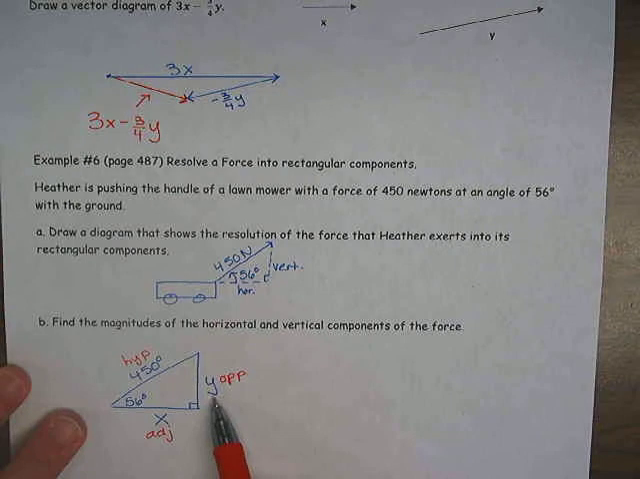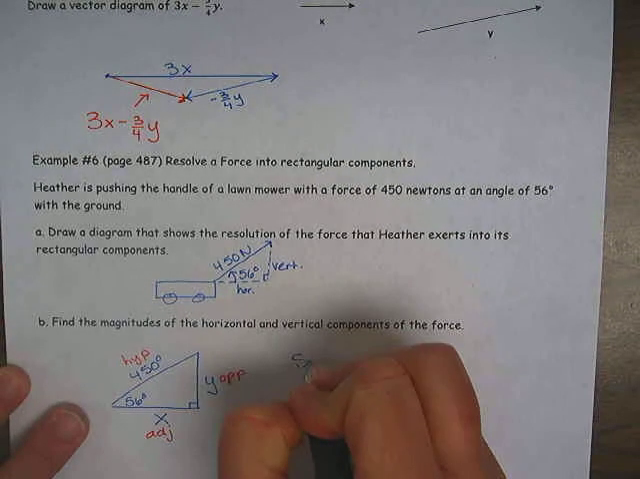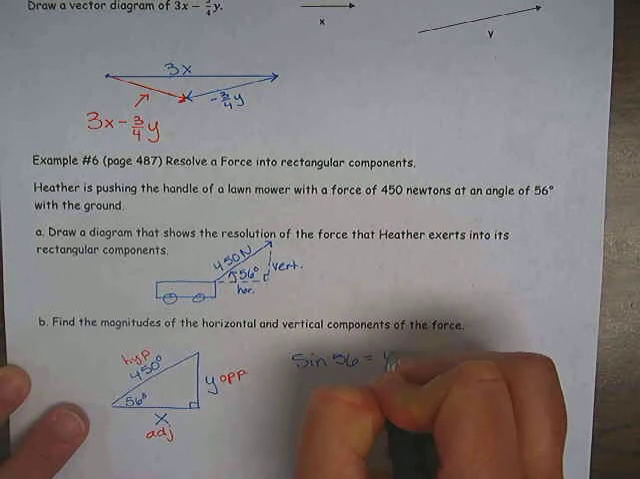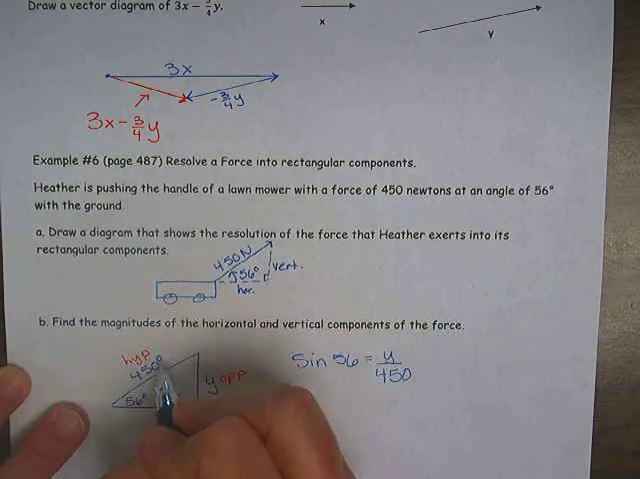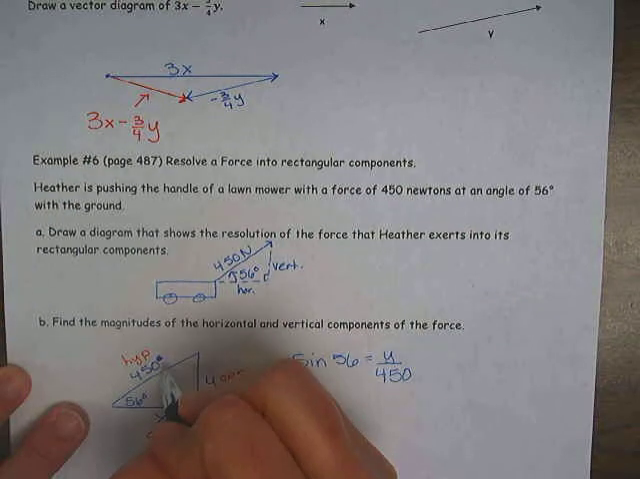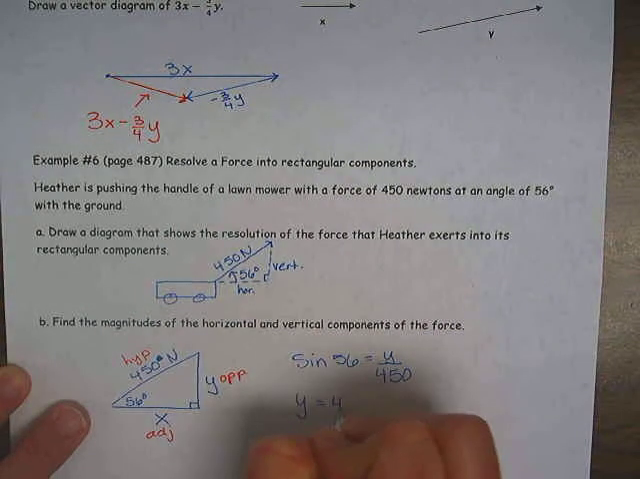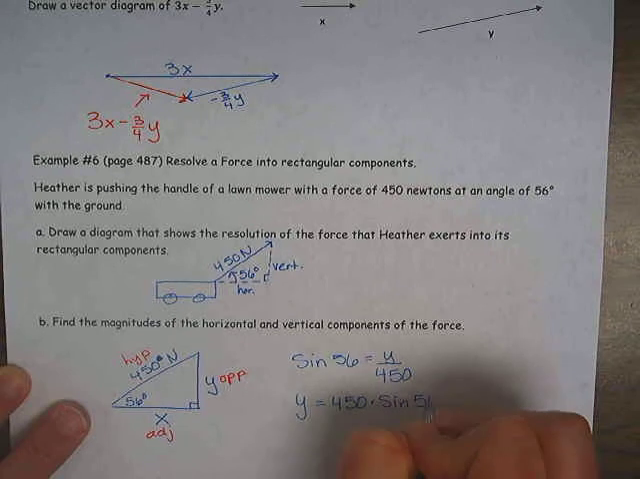And if I was looking for y, opposite and hypotenuse, the opposite is what I'd be looking for, the hypotenuse is known. I could use trig, I could use sine. So the sine of 56 degrees would equal y over 450. I put a degree sign there, that was supposed to be newtons. And so y is equal to 450 times the sine of 56 degrees.